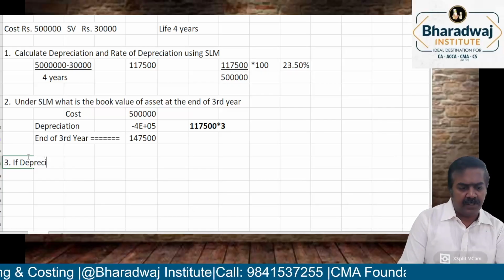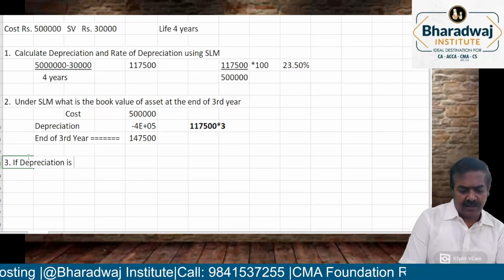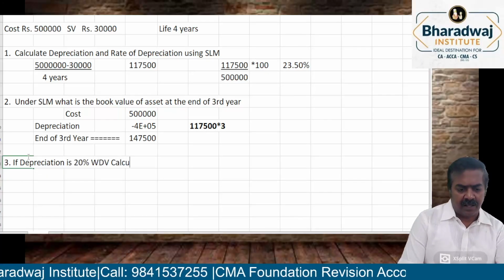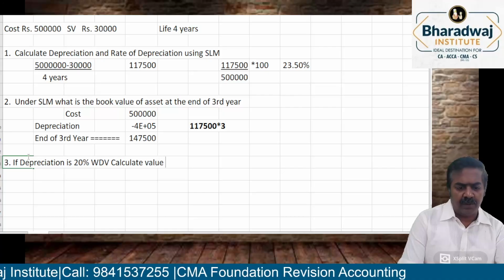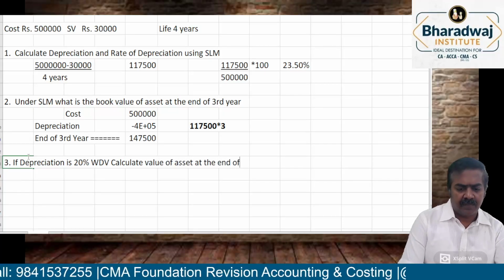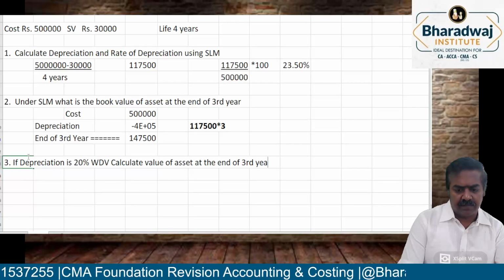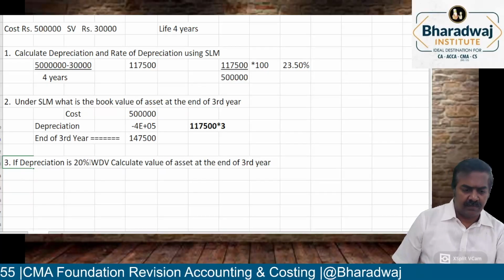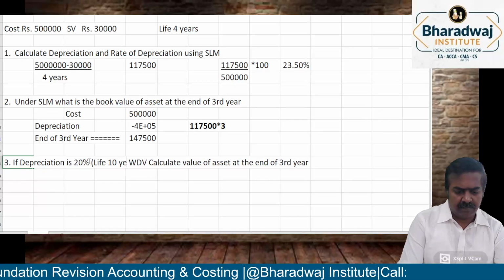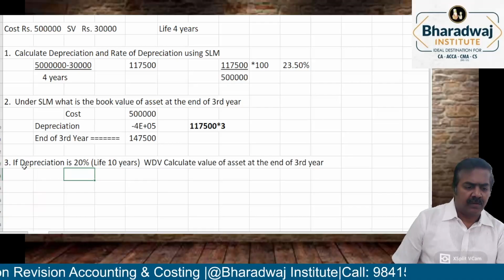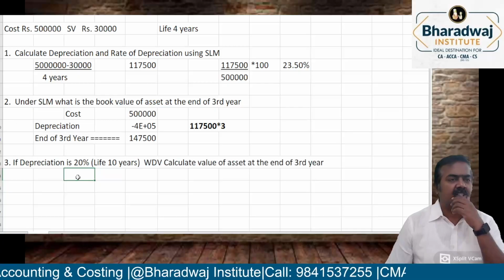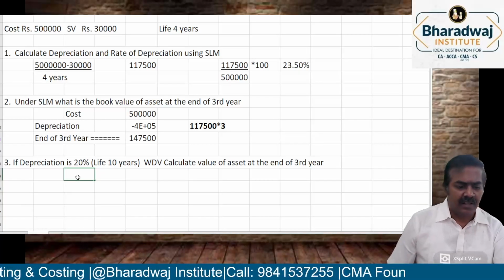If depreciation is 20% WDV, calculate value of asset at the end of third year. How will you do this? There's a calculator shortcut.